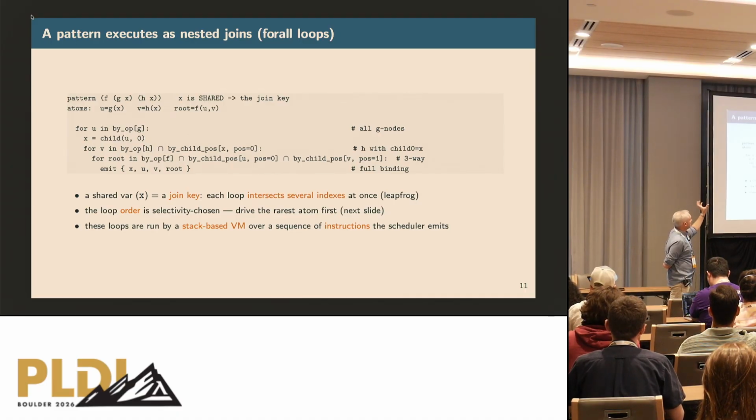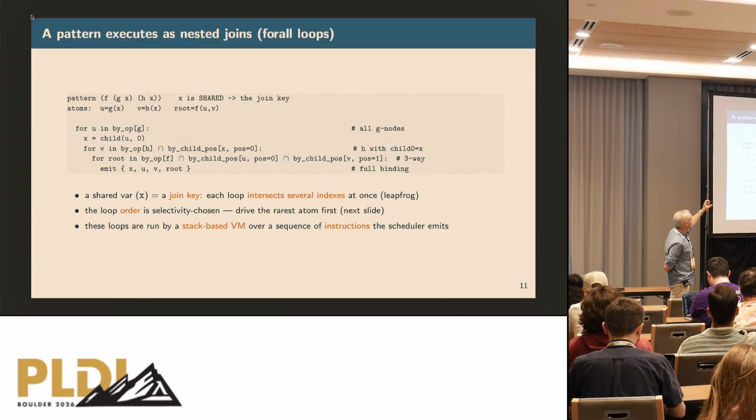Basically that set of atomic patterns gets compiled into a procedure where you iterate over the index. So for u in all nodes that have g as operator, let x be the child of u at position 0. Then you have a leapfrog stage: for every v in the intersection of the nodes that have h as operator and have x at position 0. And then for all the root nodes in the intersection of these indices, so operators that are f, have u at position 0 and have v at position 1. So that's a 3-way leapfrog. Then you can emit a full binding.